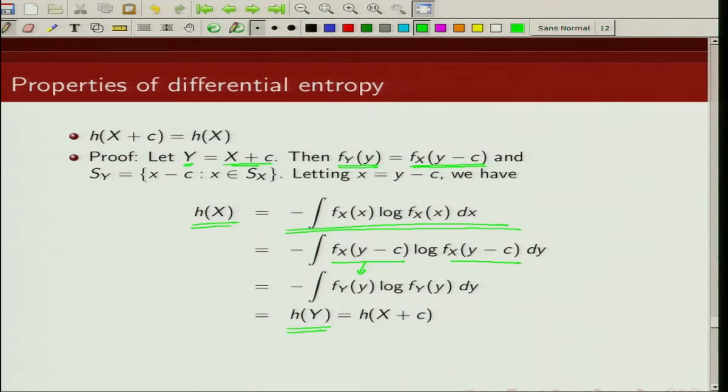So this is equal to the differential entropy of y, which is nothing but the differential entropy of x plus c. So what we have proved is the differential entropy of x is the same as the differential entropy of x plus c. So translation does not change differential entropy.